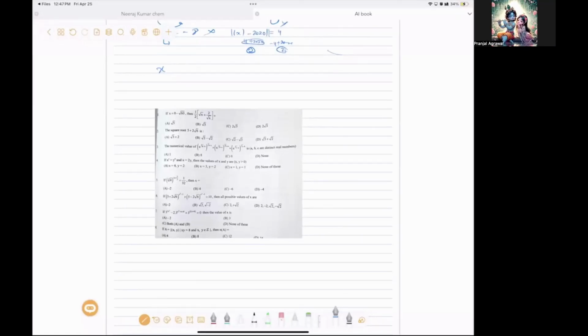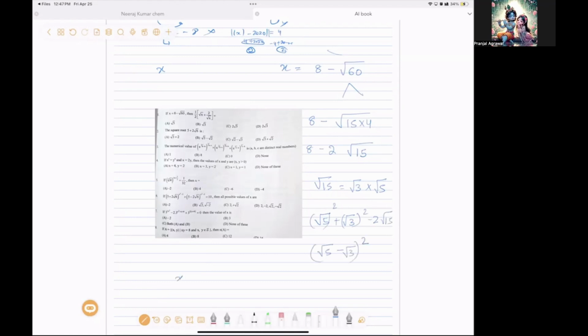So let's start with question number 1. So x is equal to 8 minus root 60. So if you factorize 60, can we write it like 15 into 4 so that we can take 2 common here? So now we can see this root 15 is root 3 times root 5. So we can write here root 5 minus root 3, in the form of (a minus b) whole square. So this becomes (root 5 minus root 3) whole square.